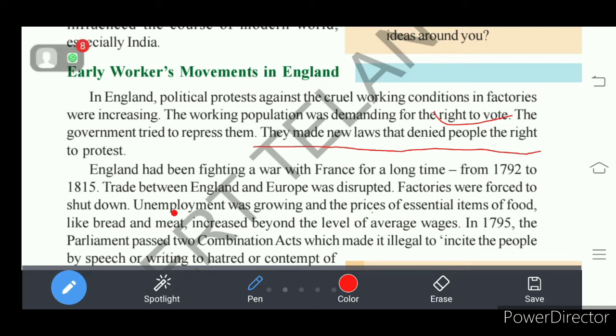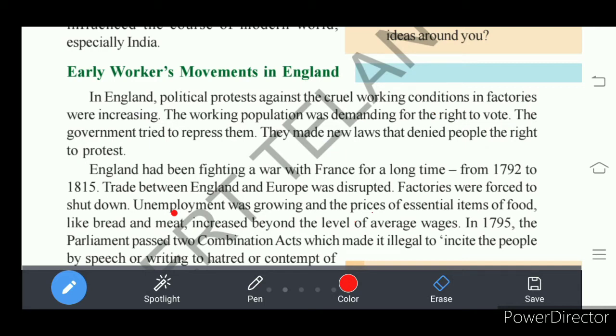Whenever they went for a protest to exhibit the problems they were facing in industries, that was treated by the government as being against the government. It was treated by the government as a violation of law. Violation of law is a crime. Understand?